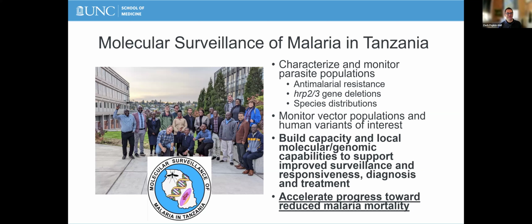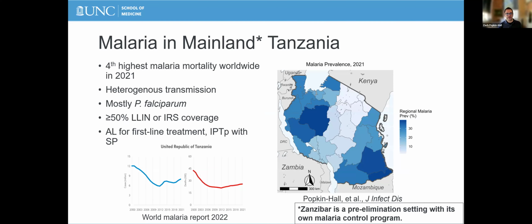And all of this is in service of the larger goal of accelerating progress toward reduced malaria morbidity and mortality in line with the stated goal of malaria elimination. So I'm also going to spend a little bit of time characterizing how malaria looks in mainland Tanzania. So this is data from 2021. In 2021, Tanzania had the fourth highest malaria mortality rate worldwide, but it has very heterogeneous transmission.